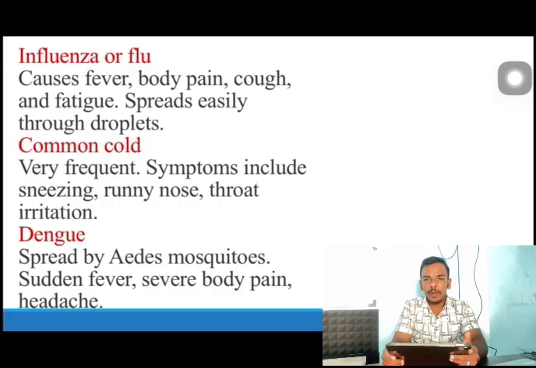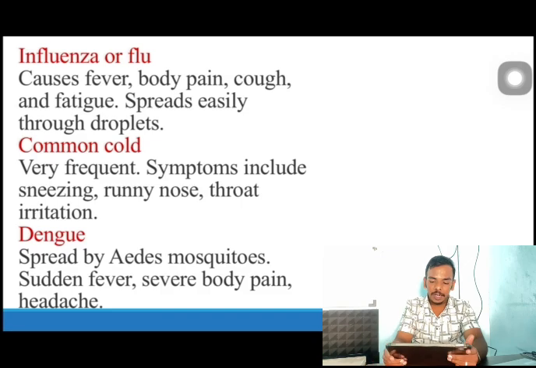Then what do you mean by non-communicable disease? Non-communicable diseases are commonly known as NCDs. NCD means non-communicable disease, a medical condition that cannot be transmitted directly from one person to another. In this kind of disease, the disease is not transferred from one person to another, as it is non-communicable.